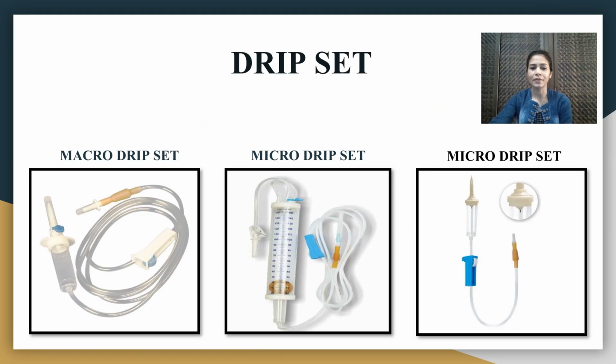Here are some more examples of real IV sets that we are using. This is the macro drip set, mostly used for adults. This is the micro drip set. It is also known as a burette set or pediatric drip set, which we use for pediatric patients. Again, this is the micro drip set, which resembles the macro drip set, but here you can see a needle-like structure which will deliver a small drop. So by seeing the IV set itself, we should be able to identify which is the macro drip set and which is the micro drip set.